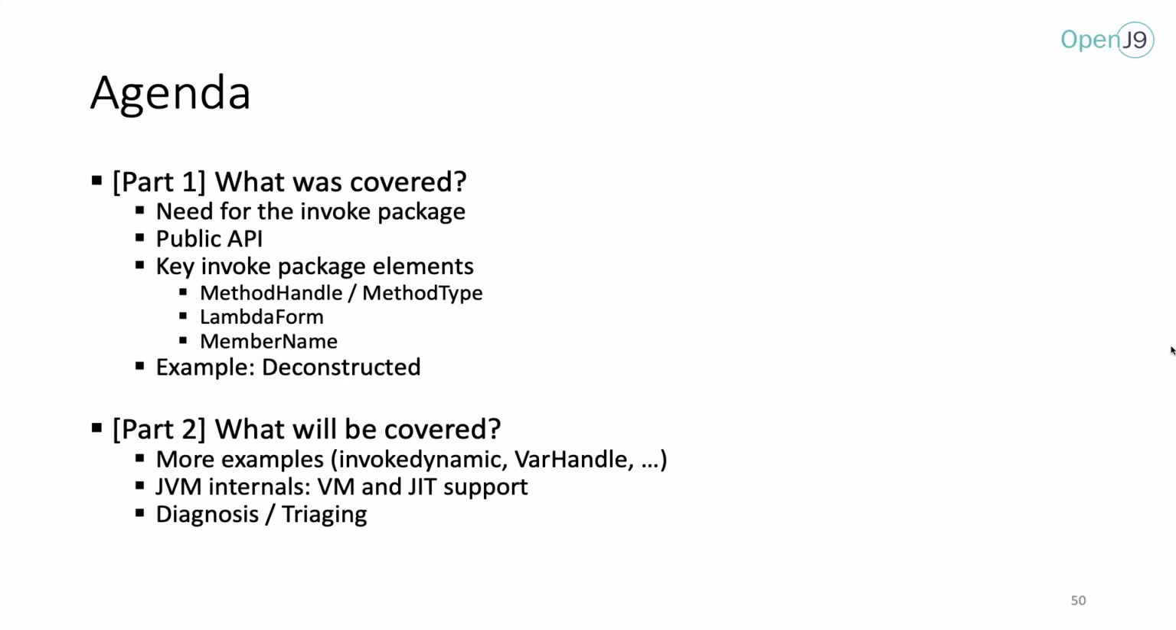In the next session, I think we will have more examples, like how invokedynamic works, where VarHandle falls in the full image of the invoke package. And then we will go into more detail on what the JVM internals are, or what we needed to do in the JVM to support OpenJDK MethodHandles. And then we will cover how to diagnose and triage issues related to OpenJDK MethodHandles. What are some basic steps that need to be followed, and how you can successfully fix issues if you encounter them.